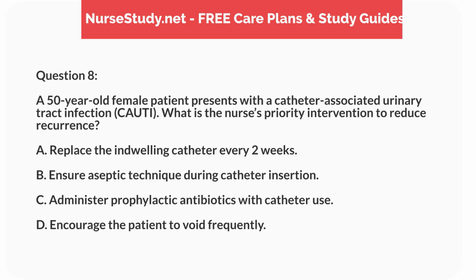Question 8. A 50-year-old female patient presents with a catheter-associated urinary tract infection, UTI. What is the nurse's priority intervention to reduce recurrence? A. Replace the indwelling catheter every 2 weeks. B. Ensure a septic technique during catheter insertion. C. Administer prophylactic antibiotics with catheter use. D. Encourage the patient to void frequently.